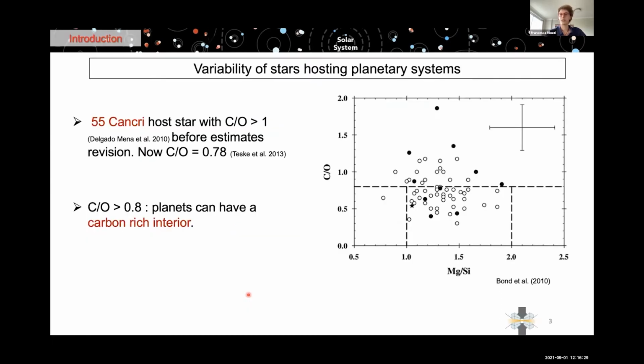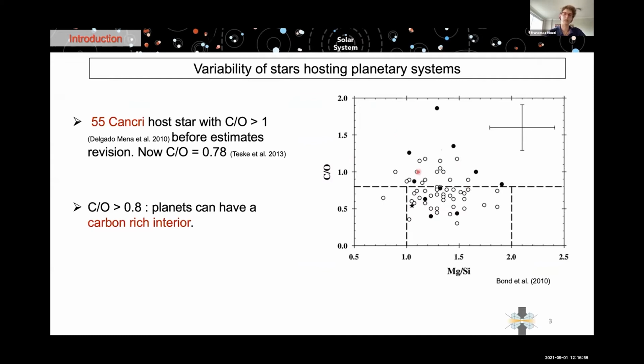The reason for our interest in these carbon-enriched phases is that in recent years, among all the stars that have been discovered outside the solar system, some have been observed to have carbon-enriched interiors. Here we have a plot of some observed stars as a C over O and Mg over Si ratio. Along with the Sun, which stays here, we have many stars that are enriched in carbon.